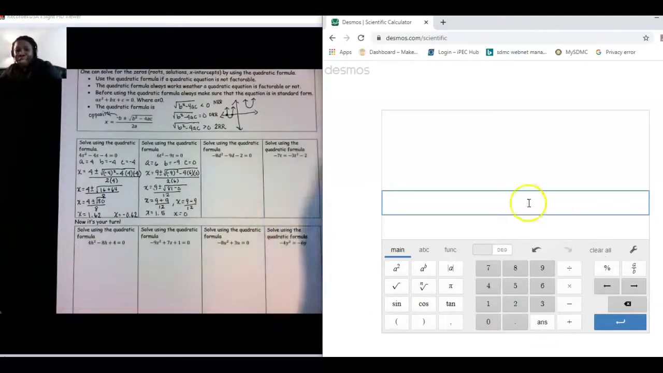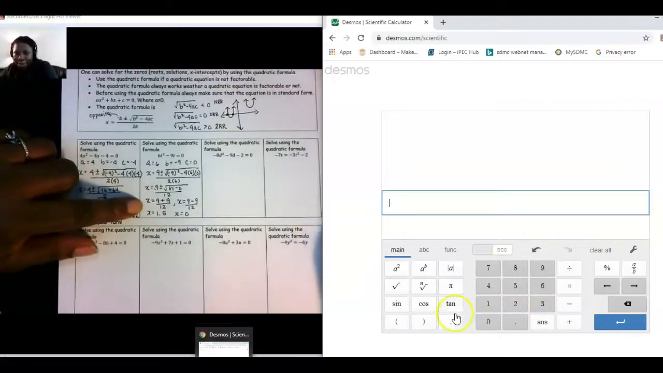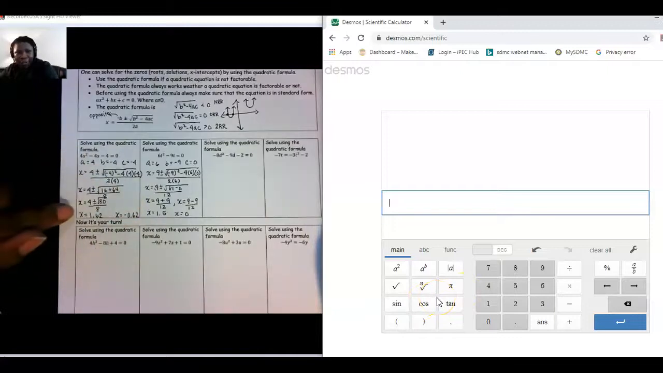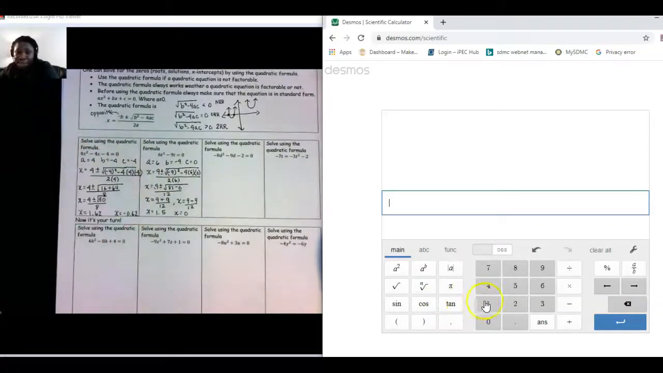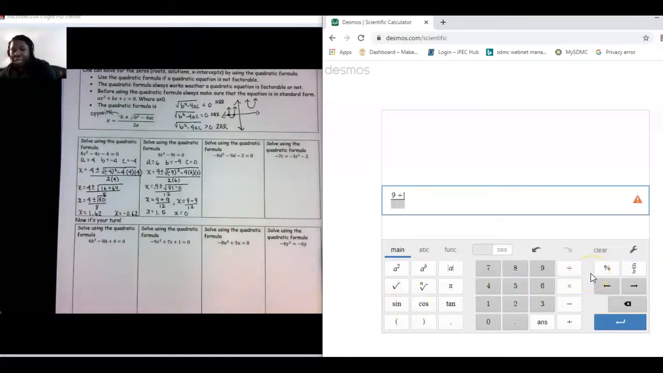Okay, we could use our Desmos calculator, and once we got to this part, we could put it in, and that would be fine. That's what I did over here, right? But what would happen if we put this whole thing in? Hopefully we should get this answer. So that's what I'm going to try. We'll see if it works. So I've got 9, and I'm going to do the plus first. The square root of, okay, be careful. Make sure you use your parentheses correctly.